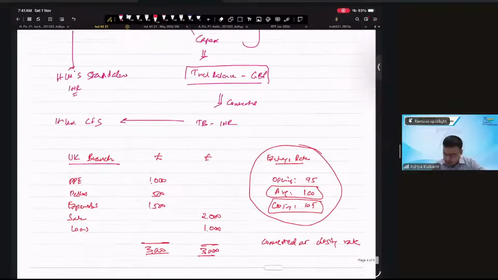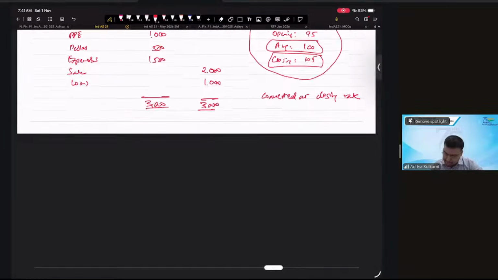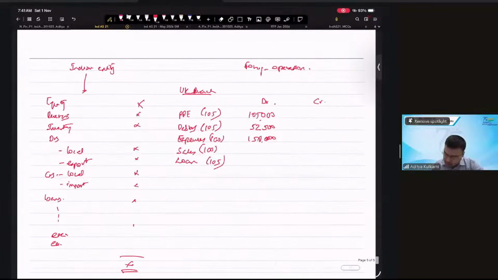All right. So 1,500, 1,500, 1,000, 500 and 1,500, right? 8 lakh. 2,000 and 1,000.